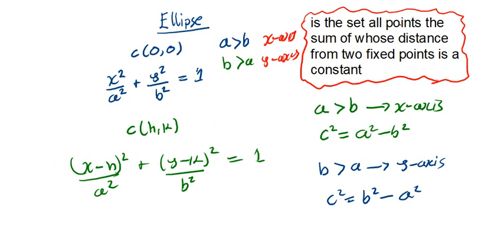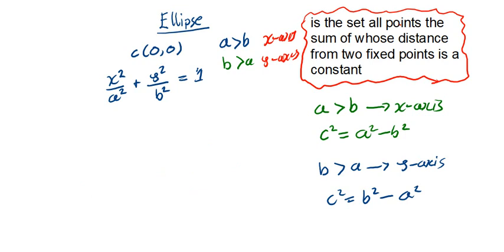So now, having said that, let me put other additional details when it comes to how you find the vertices, the core vertices, and the foci, depending on whether A is greater than B or B is greater than A. If your A is greater than your B, here's how you find your vertices, or the coordinates for the vertices.